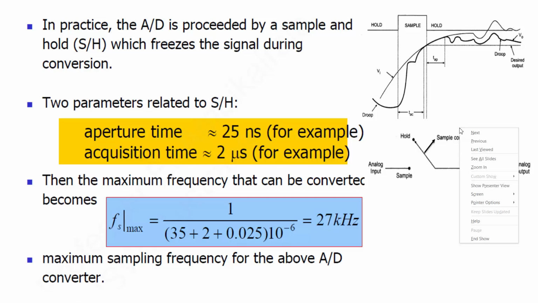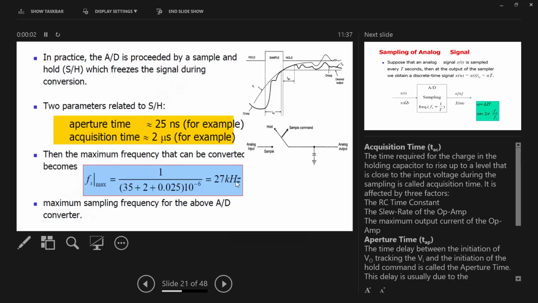Now let me have the presenter's view here. There are two important specifications of a sample and hold circuit. One is the aperture time. The second is the acquisition time. Now, this is the start. This is how the input voltage will start rising.